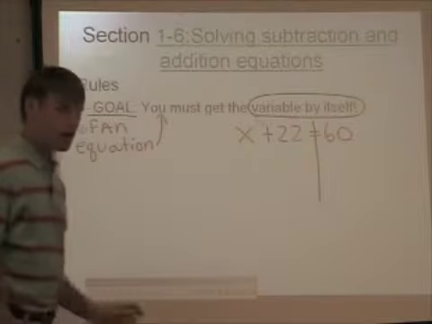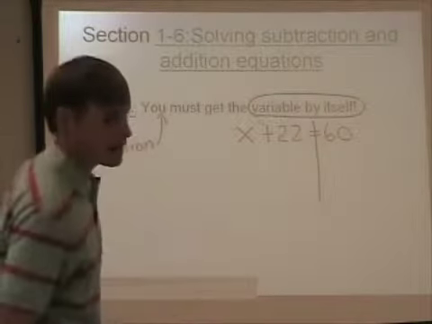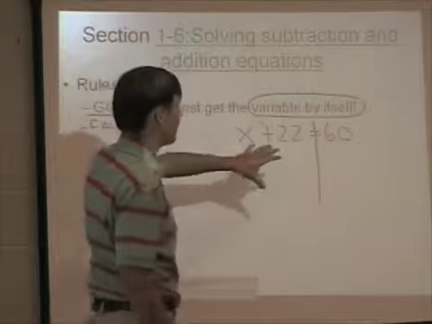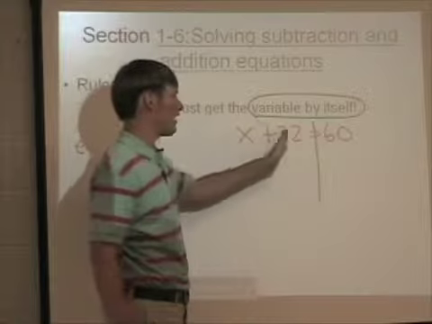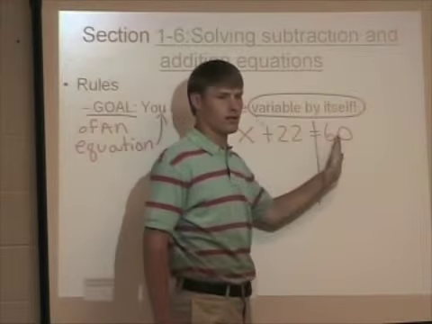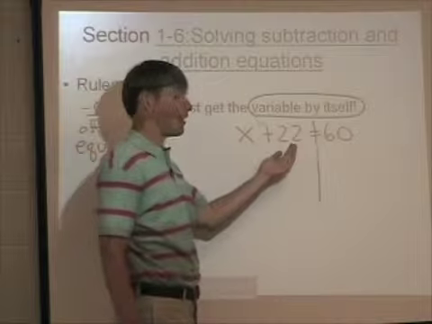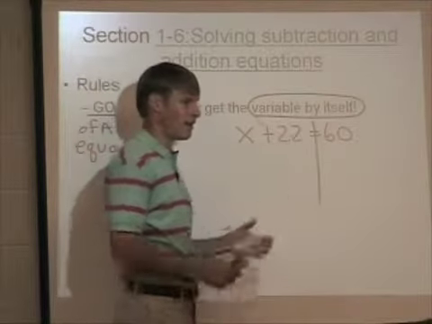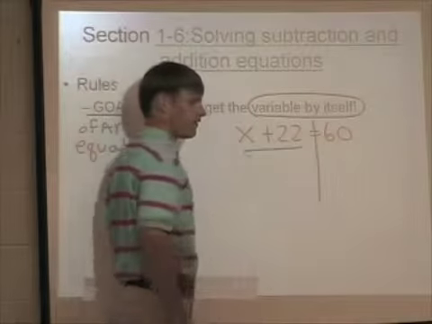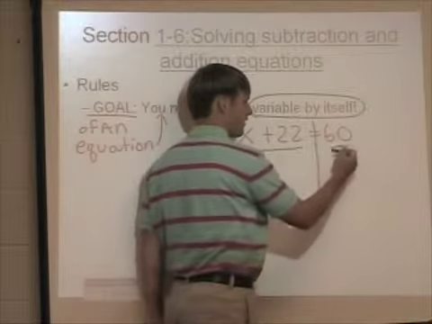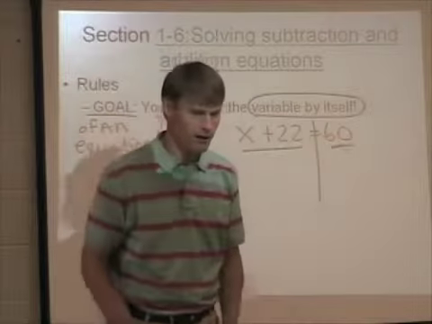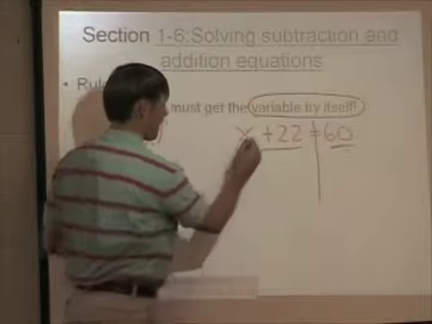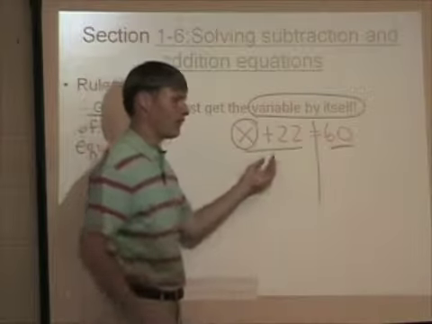Okay? Now, currently, what's on the left side of the equation, Hannah? So we got this equation. The left side of the equation is right here. The right side of the equation is right here. On the left side, I have x plus 22. All this is on the left. On the right, all I have is 60. Okay? Now, our goal is to have x all by itself over here.